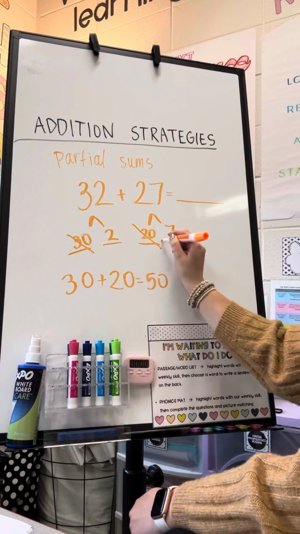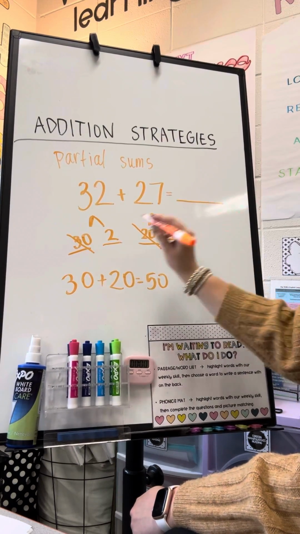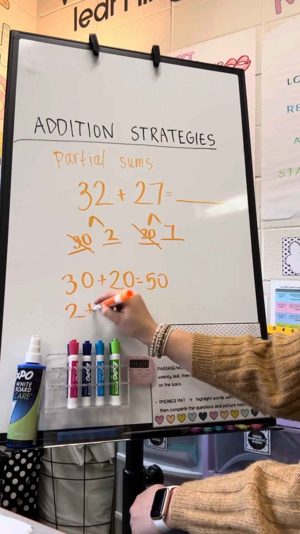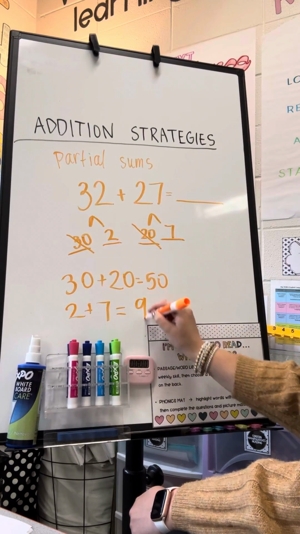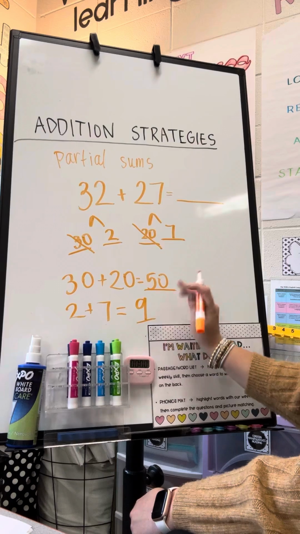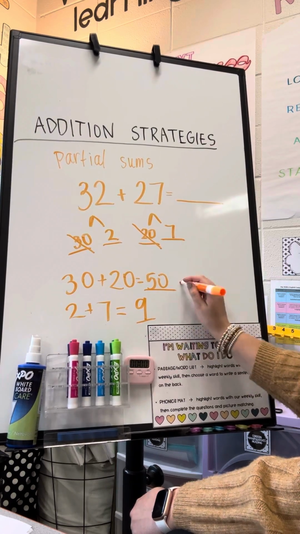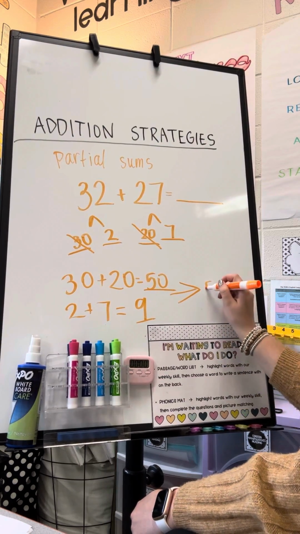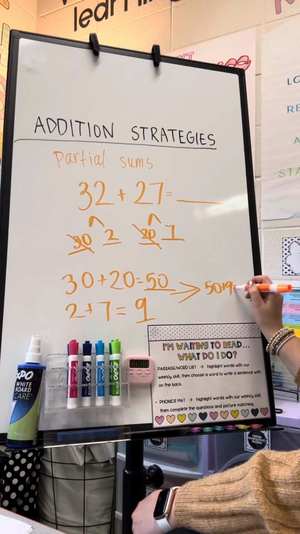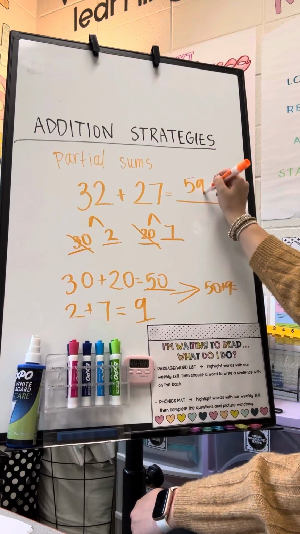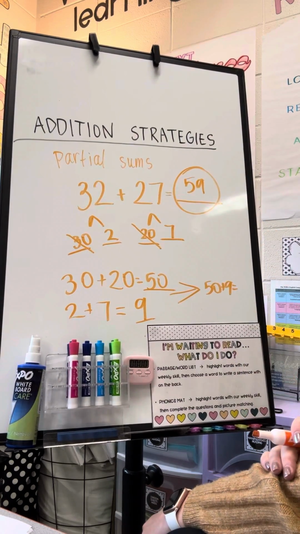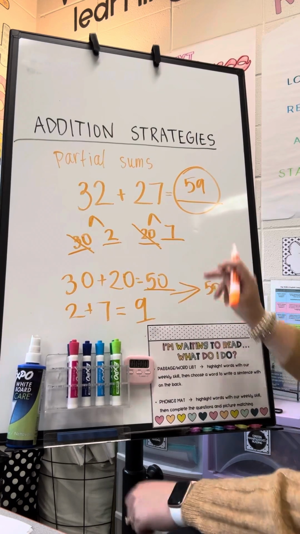Now I have to do the other part of my total sum, which is going to be 2 and 7. And that's 9. So I have 50 and 9. That's a part of my sum, and that's a part of my sum. Well, I have to add those together. So I'm going to do 50 and 9, and that will give me my answer, 59.